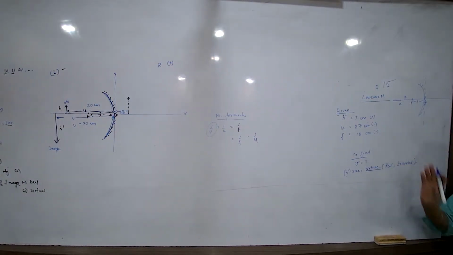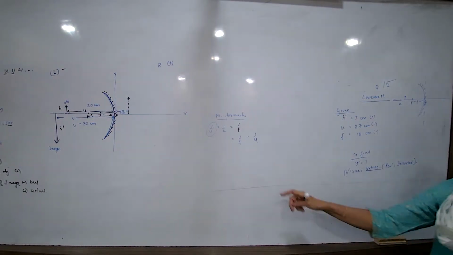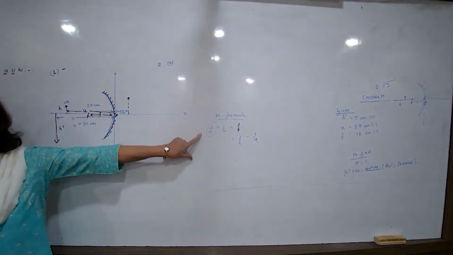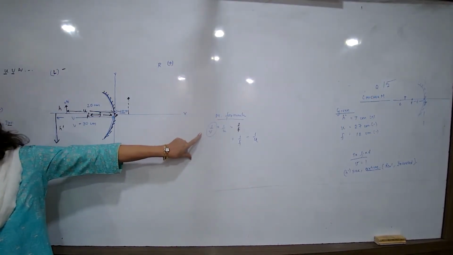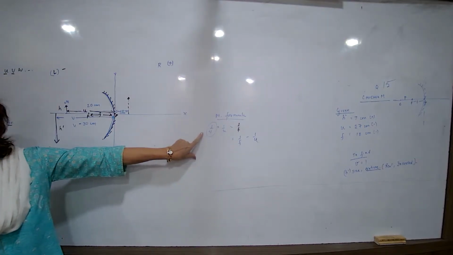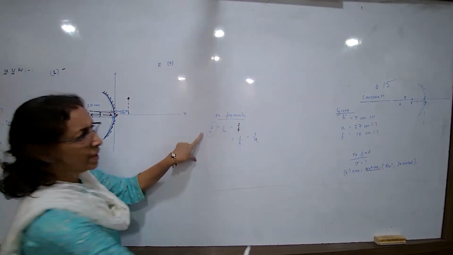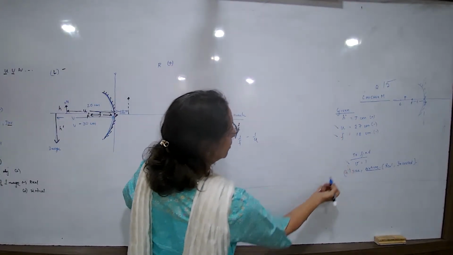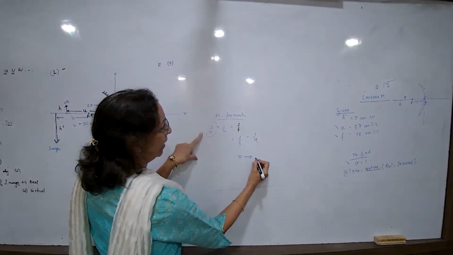Have we got all the information? Do you understand? First step, what will you do? Use the mirror formula. Correct? What will you find? Once again, I'm going to find out V. What is given to us? U is given, F is given, I'll find out V. So I'll find the value of V.